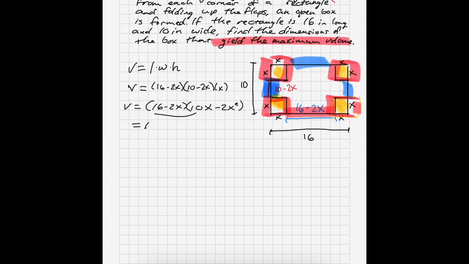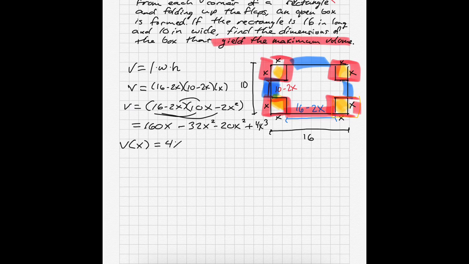And then let me FOIL. So what is that? 160x minus 32x squared minus 20x squared plus 4x cubed. Get that right?